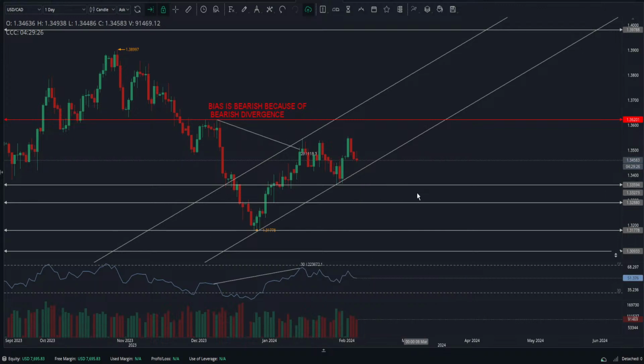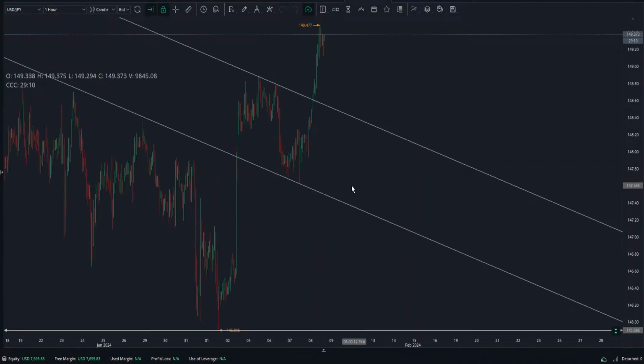So I'm expecting the price to go and test 1.3359 and maybe even towards 1.3288. The problem here is that this rising channel, till the time the rising channel is holding, I cannot expect that. So if the price breaks below this, then I will be bearish on this one. Although I'm bearish right now also.